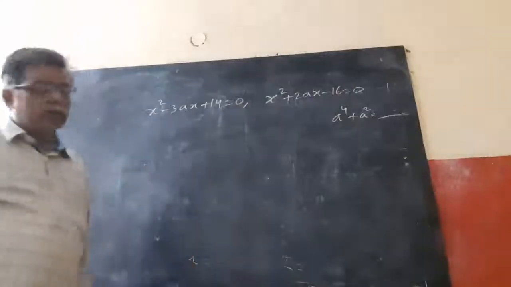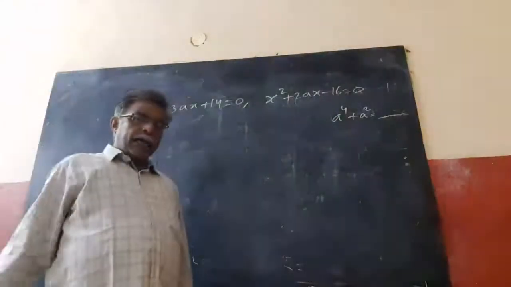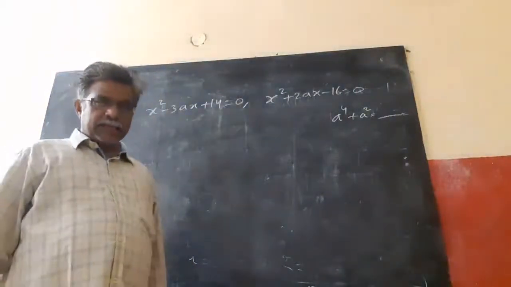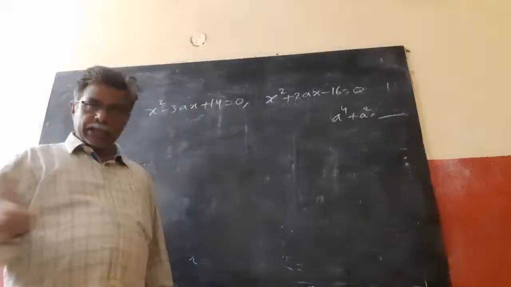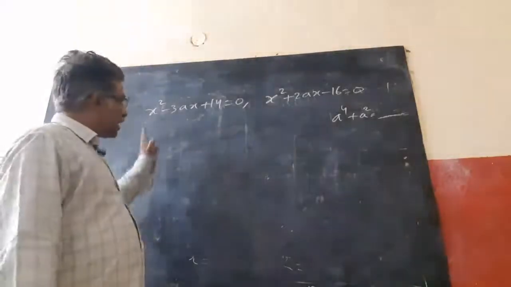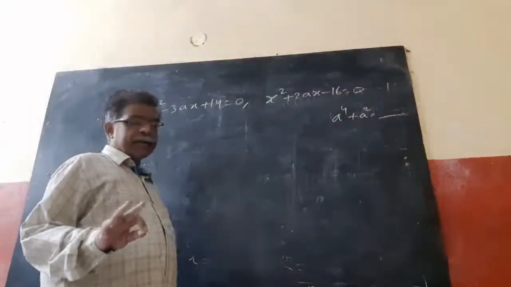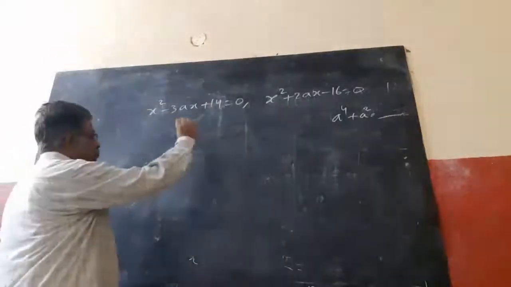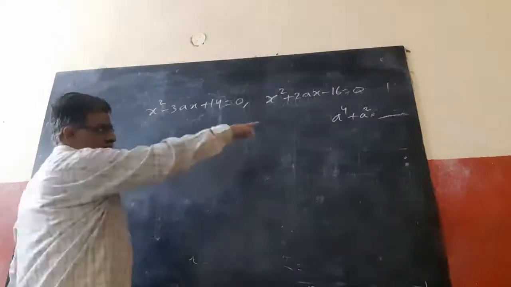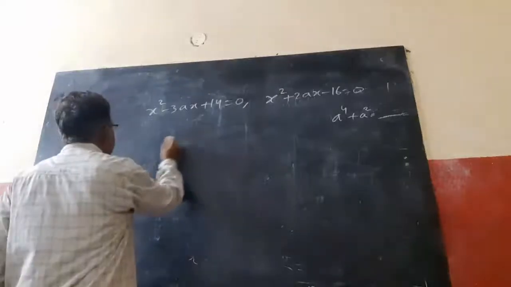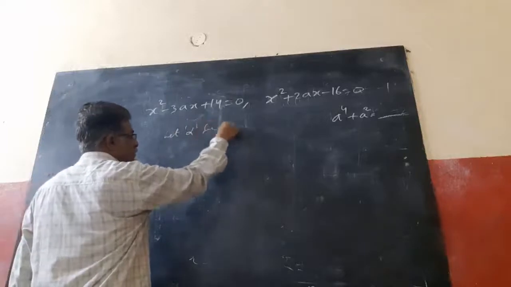Common root means I told you there are two ways. One is by having the condition for common roots: C1 A2 minus C2 A1 whole square equal to A1 B2 minus A2 B1 into B1 C2 minus B2 C1. That is one way. Another way is let alpha be the common root, then the elimination method. Now I am going for alpha be the common root. By doing the other way, you will get it directly, but the better way is you will go for alpha. Let alpha be the common root.